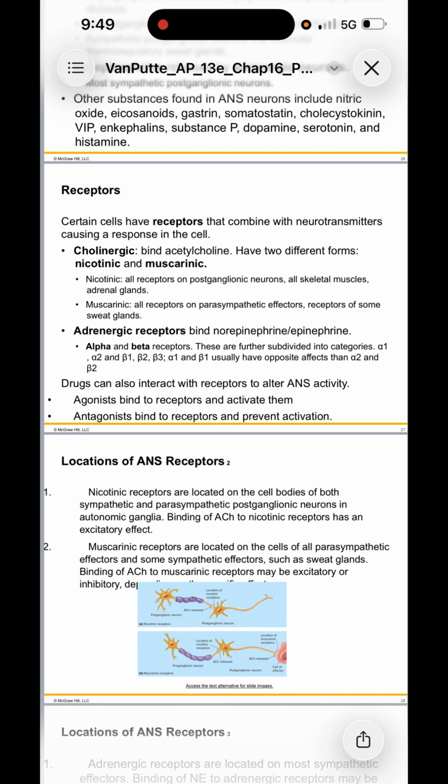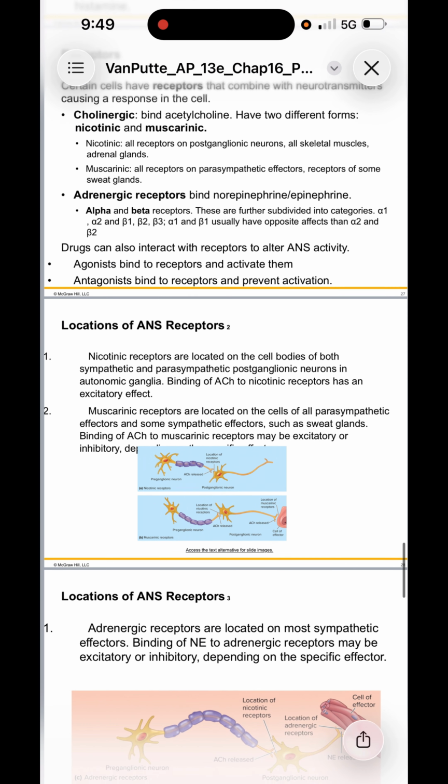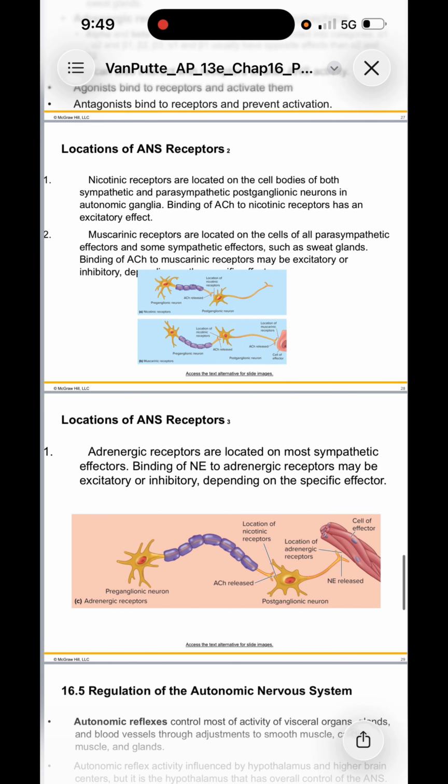Locations of ANS receptors. One: nicotinic receptors are located on the cell bodies of both sympathetic and parasympathetic postganglionic neurons in autonomic ganglia. Binding of ACh to nicotinic receptors has an excitatory effect. Two: muscarinic receptors are located on the cells of all parasympathetic effectors and some sympathetic effectors, such as sweat glands. Binding of ACh to muscarinic receptors may be excitatory or inhibitory.